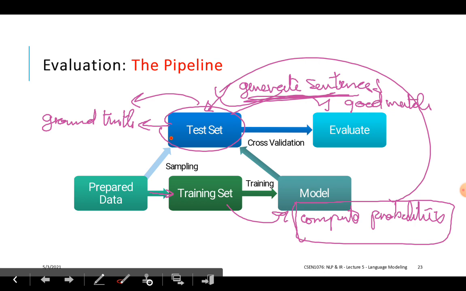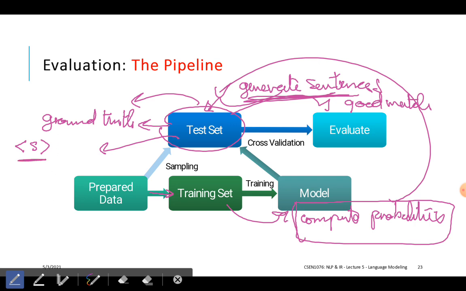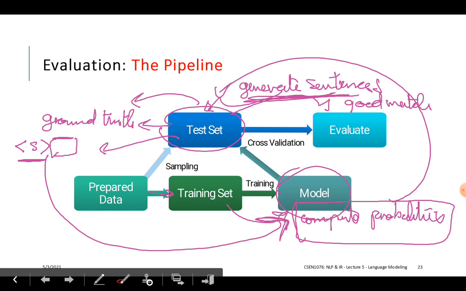But the essence of how this happens is this. You can take a word from the test set. Let's assume it's the start of a sentence. And then you compute the probability of all the words after a start of a sentence, and then you choose the word that appears the most. How can you use the probabilities? It's basically the probabilities that you have computed using the training set.